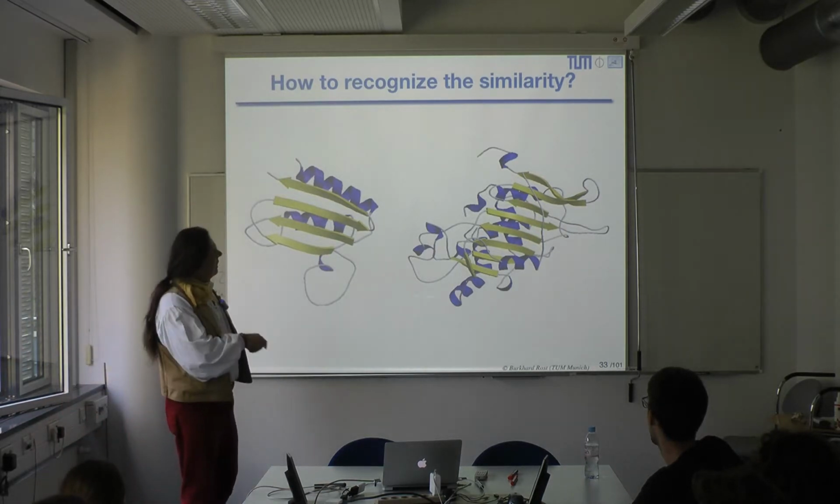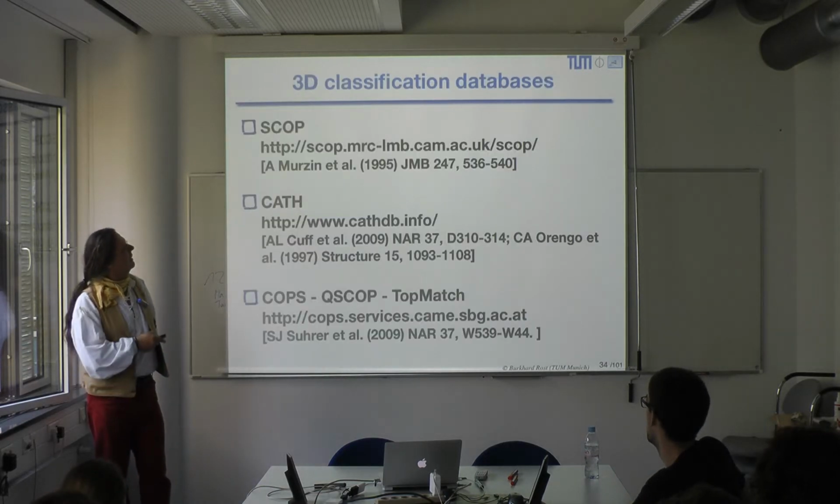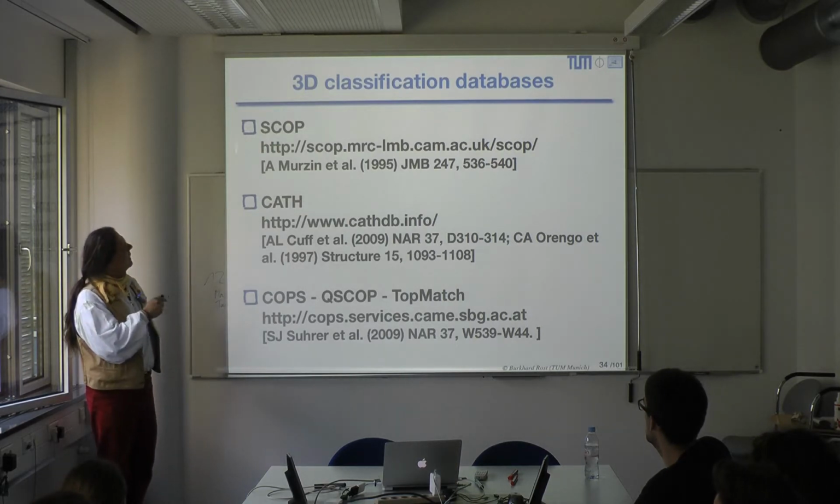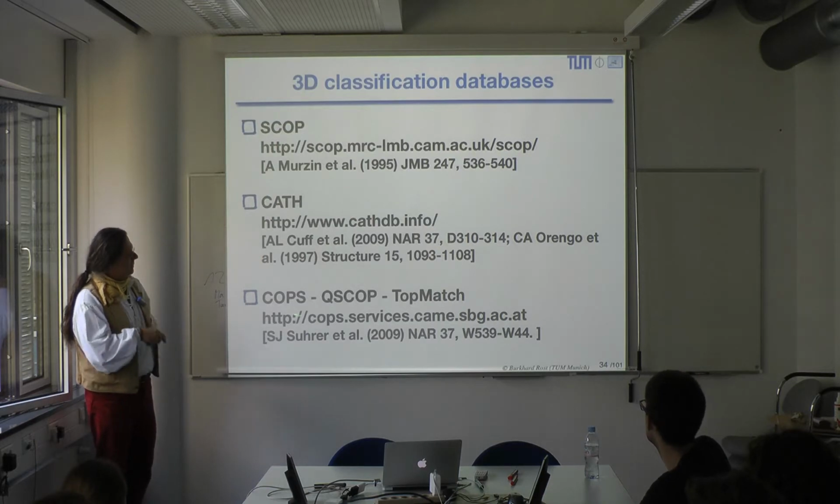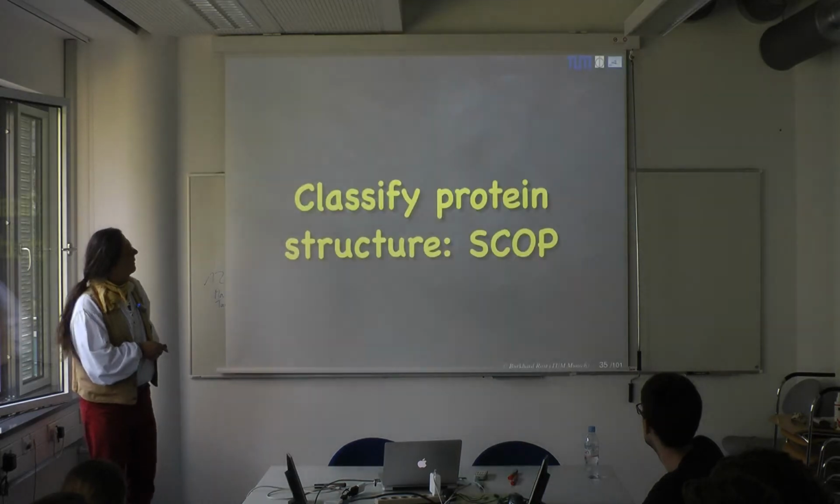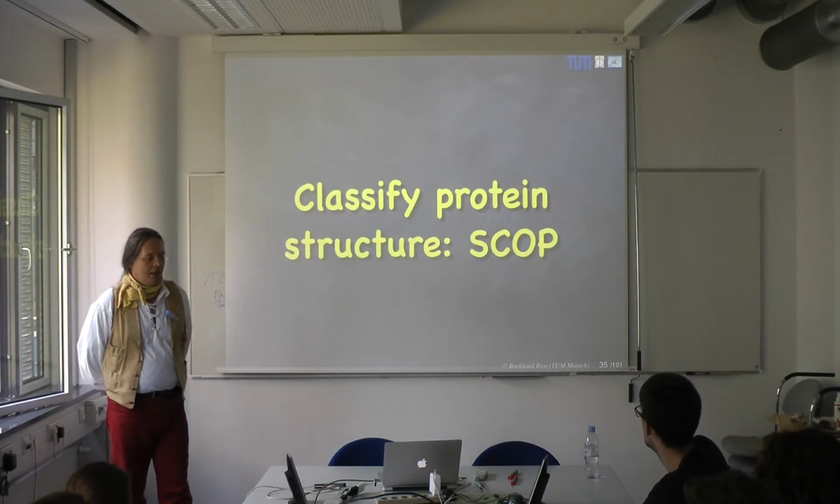Now, we want to recognize the similarity. And there are three different main databases of doing it that I want to present here. There are many others, but I want to focus on those three: SCOP, CATH, and COPS. QSCOP, top mesh. This is a bunch of algorithms here. So let's begin with SCOP.